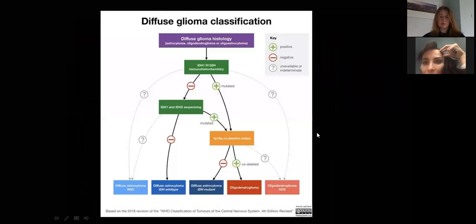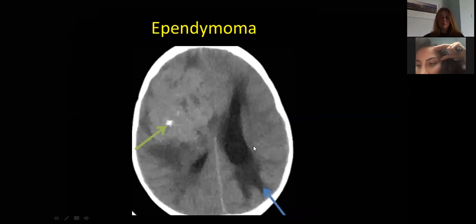And there is this classification which is available to show you where you do the IDH testing. First of all, you do the sequencing for this mutation. You look at the 1p and you end up with these different classifications of tumour. So that's WHO grading 2016.